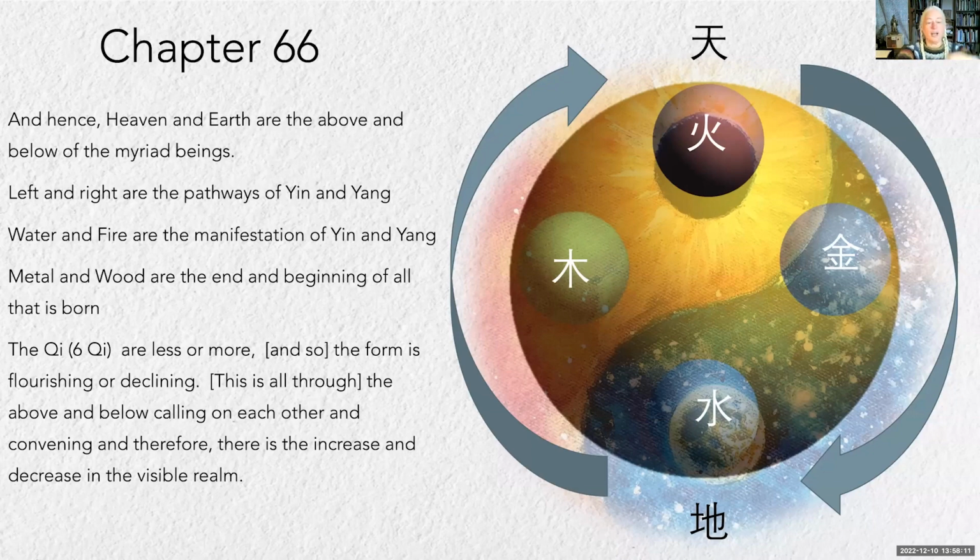Even my pulse comes and my pulse goes. All of these rhythms are related to the movement of the six chi. All of this up and down, flourishing and declining, is through the above and below calling on each other and convening, and therefore there's increase and decrease in the visible realm.